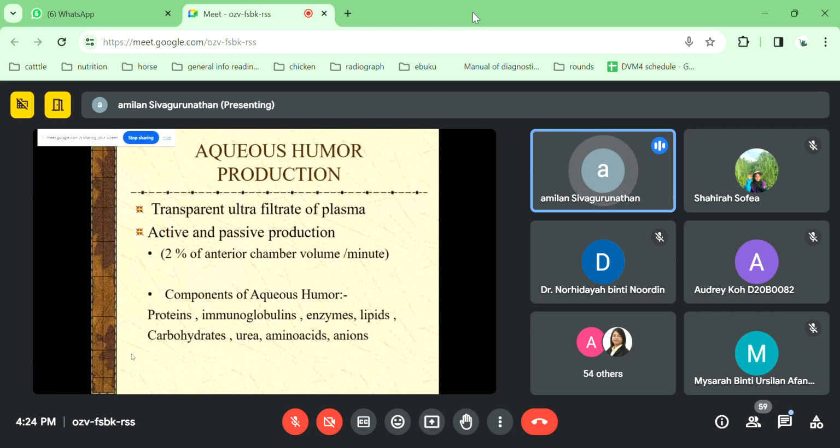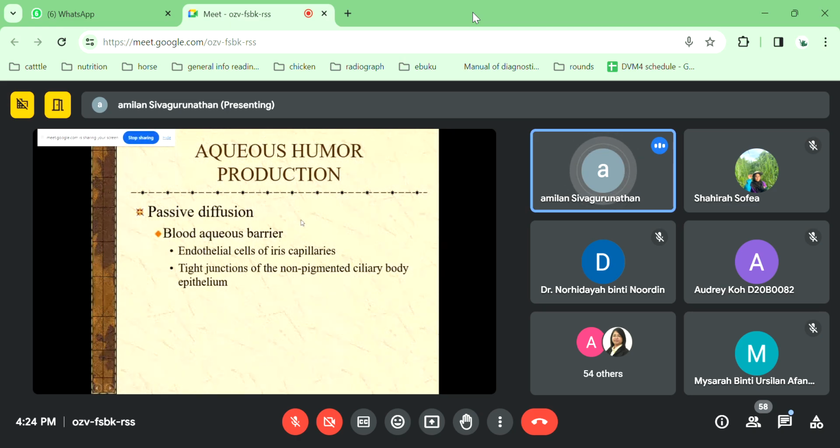So the aqueous humor production is a transparent ultrafiltrate of plasma, and it's 2% of the anterior chamber volume. That's how much aqueous humor is produced at a time per minute. And so the components of aqueous humor include protein, immunoglobulins, enzymes, lipids, carbohydrates, and so forth. So this fluid is an ultrafiltrate and it's produced through the blood ocular barrier by various pathways.